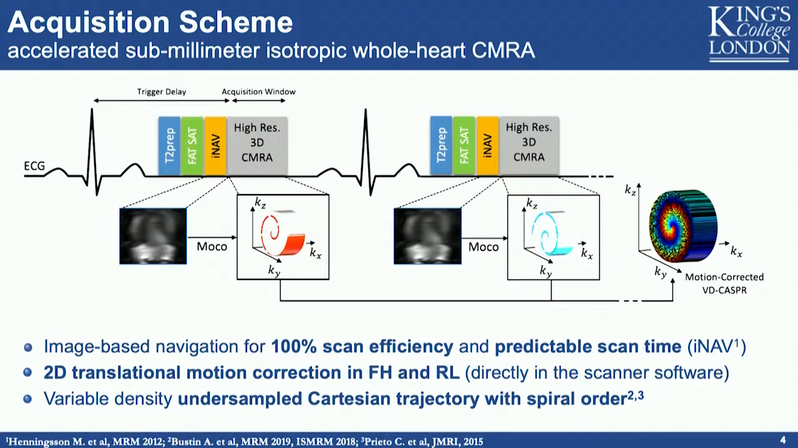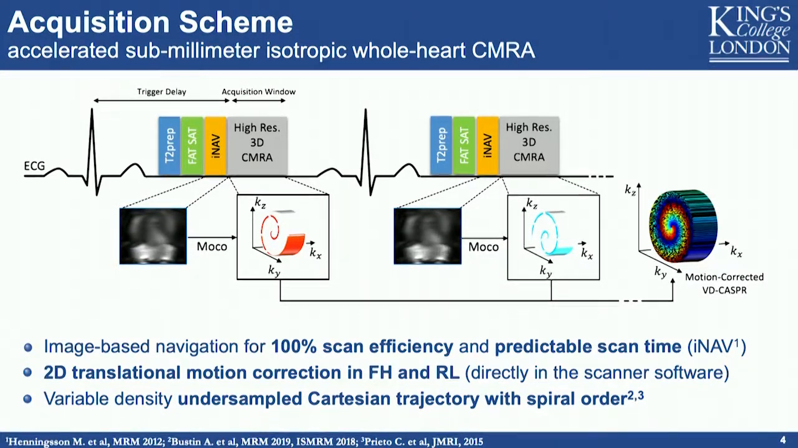You've seen this framework quite a lot today. This is the sequence we developed a couple of years ago at King's College. It's an ECG-triggered acquisition where we include T2 prep and FAT-SAT pulses in order to improve the contrast of the coronary arteries and suppress the signal coming from the fat. Here again, we've got the 2D iNavs to allow for 100% scan efficiency and predictable scan time, as well as translation correction of the heart in every direction.